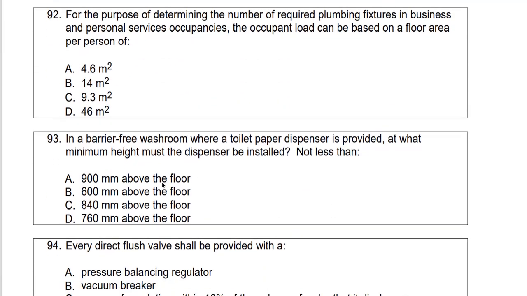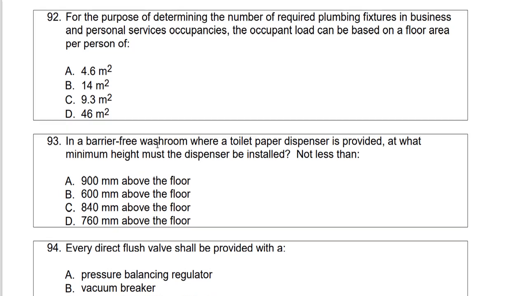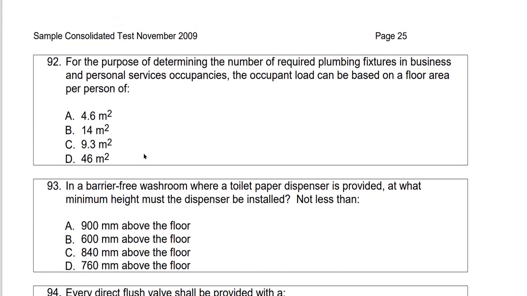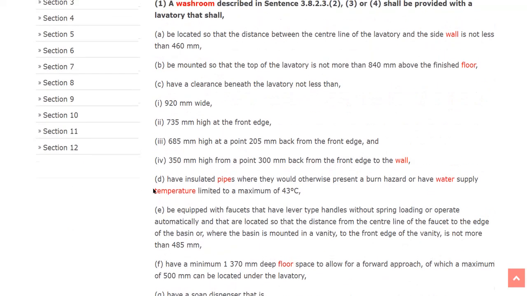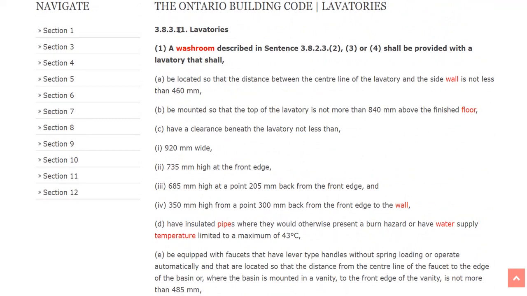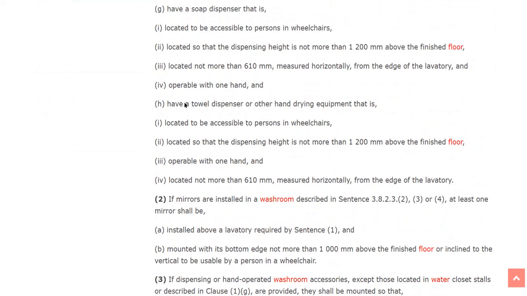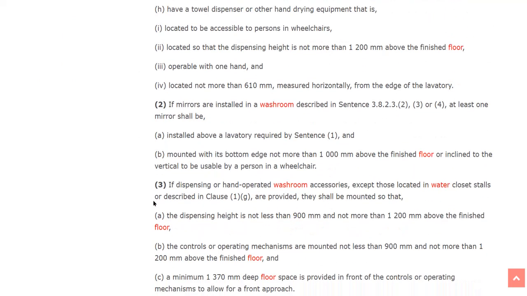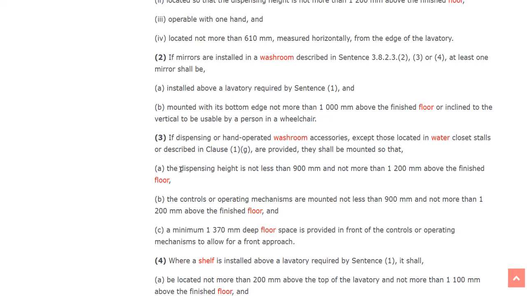Now in a barrier-free washroom where a toilet paper dispenser is provided, at what minimum height must the dispenser be installed? No less than... let's see where we can find that answer. If you look at 3.8.3.11 lavatories, you would look at dispenser height. A dispenser height is no less than 900 millimeters and no more than 1200 millimeters above the finished floor.